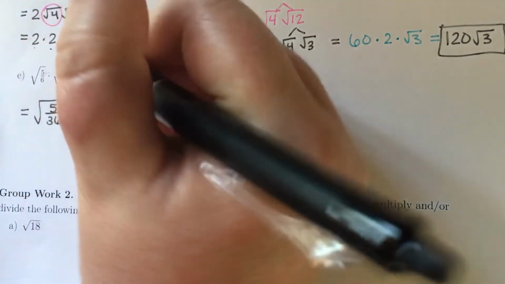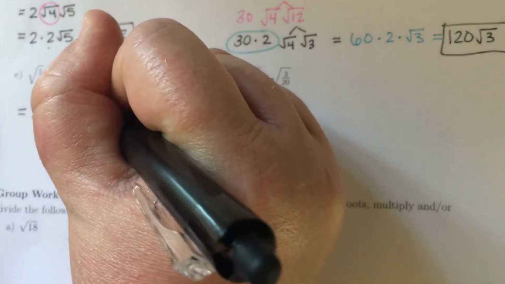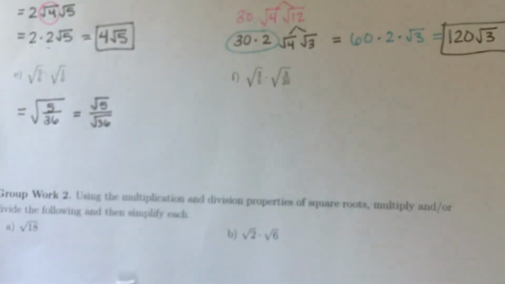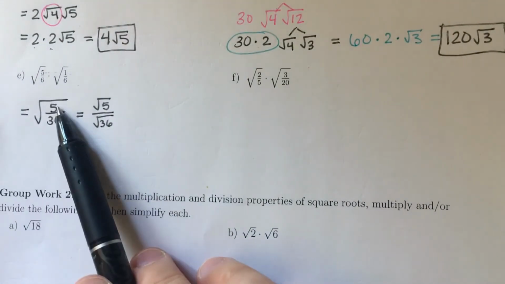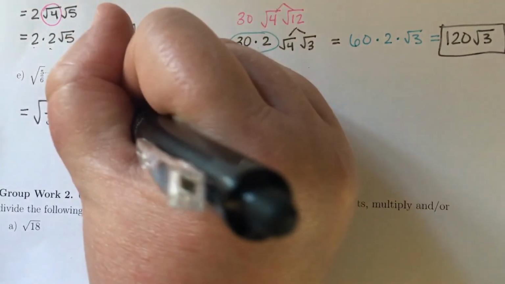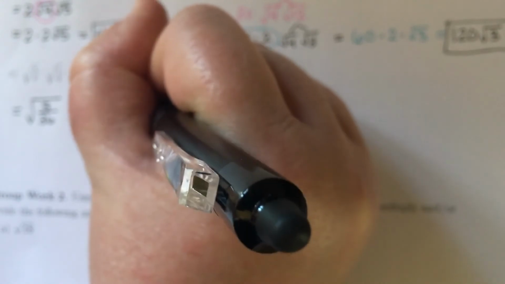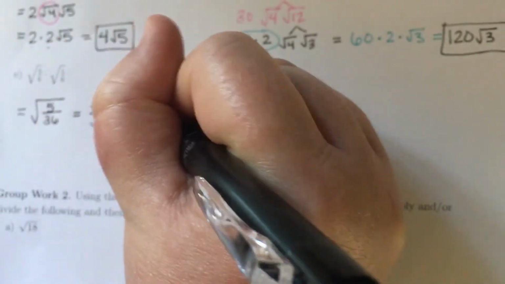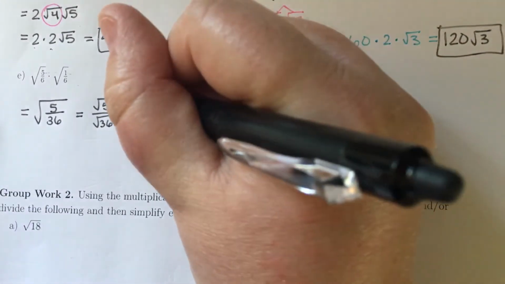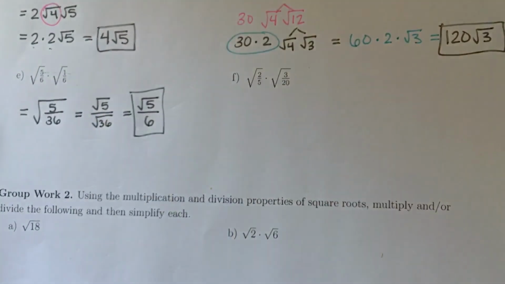And then, now we're using the division property, which says if we have the square root of a fraction, we can view it as the square root of the top and the square root of the bottom separately. Which is good because then it just simplifies since the square root of 36 is just 6. So the most simplified answer is square root of 5 over 6.